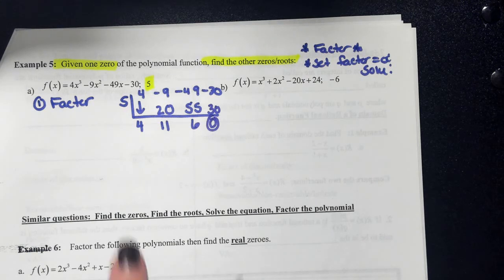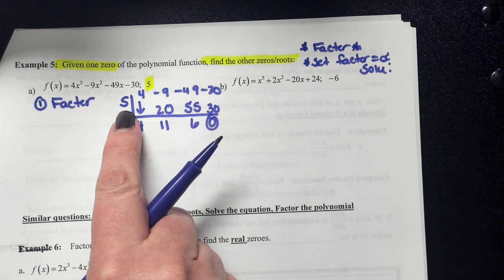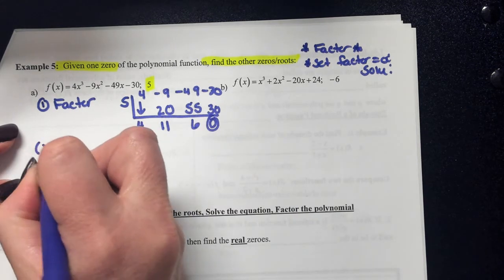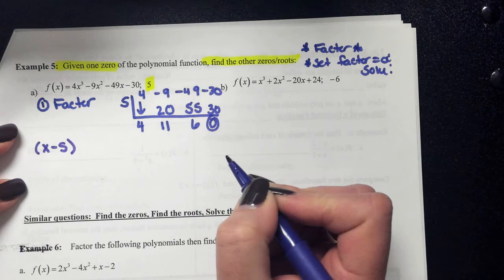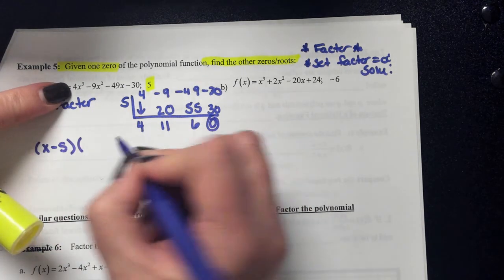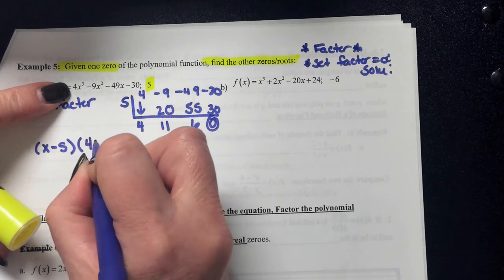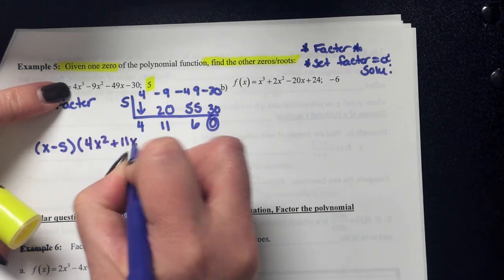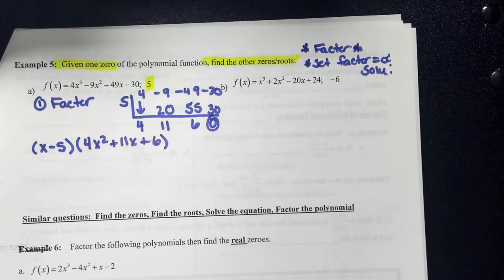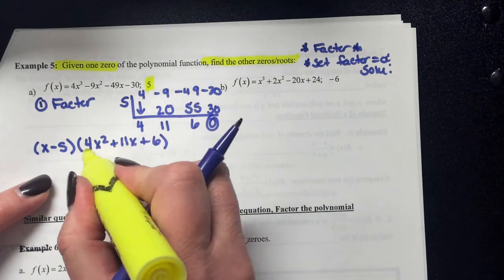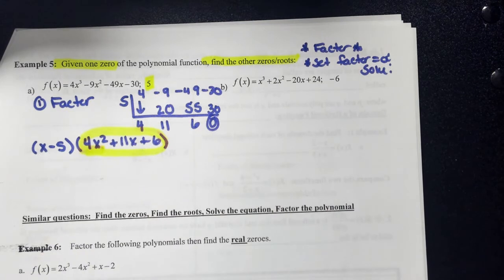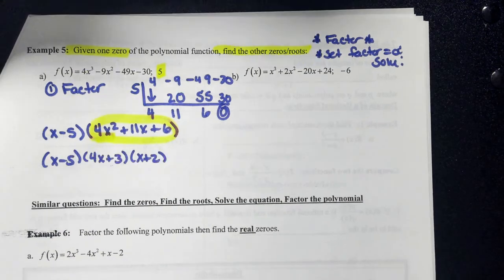Just like I did in the last example, what factor did 5 come from? X minus 5. I've started with an x to the third, so I'm going to drop this down to a 4x squared. Any questions on what I've done so far? Now you should be able to factor this. Go ahead and factor that 4x squared plus 11x plus 6. X plus 2.